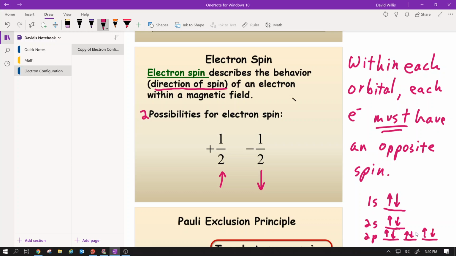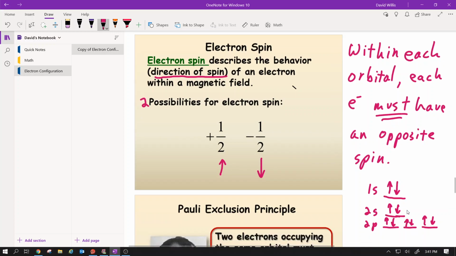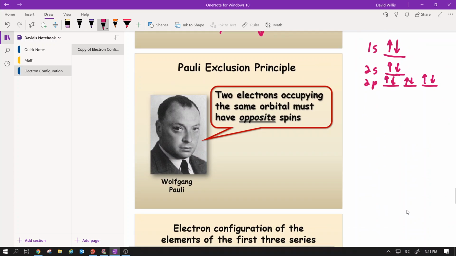We still have 4 good minutes. This is called the Pauli exclusion principle, from Wolfgang Pauli. Any two electrons occupying the same orbital must have opposite spins. Okay, big deal.